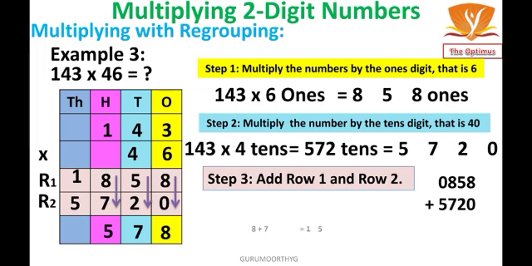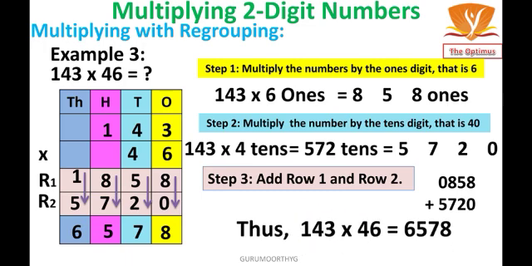Next, I am going to add thousands place. 1 carry over plus 5 equal to 6. In this 6, I am going to write in thousands place. Thus, 143 into 46 equal to 6578.